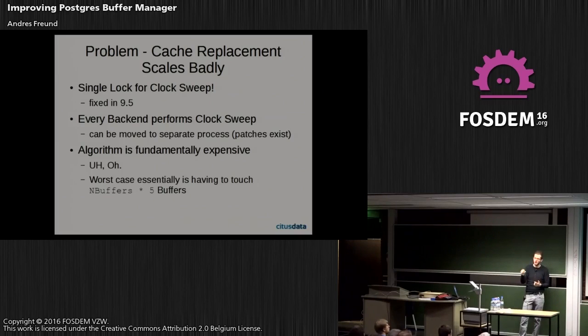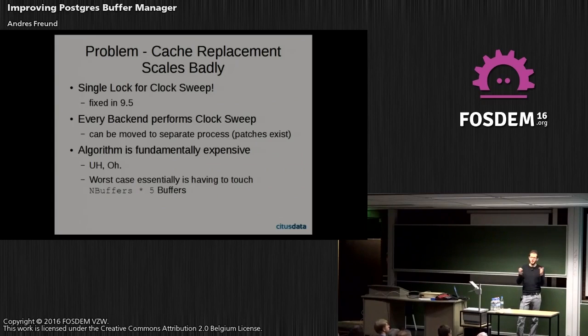But the real problem is that because we have this usage count, which basically emulates an LRU, we potentially have to go around the whole clock 5 times, because that's the maximum usage count, to find a replacement buffer. And if you have 500,000 buffers or something, that takes a while. And if you have a lot of processes that do that at the same time, that doesn't scale very well. So we really have the problem that the current approach isn't very scalable, and that's pretty much a fundamental issue of the algorithm. There's not much we can do about it.